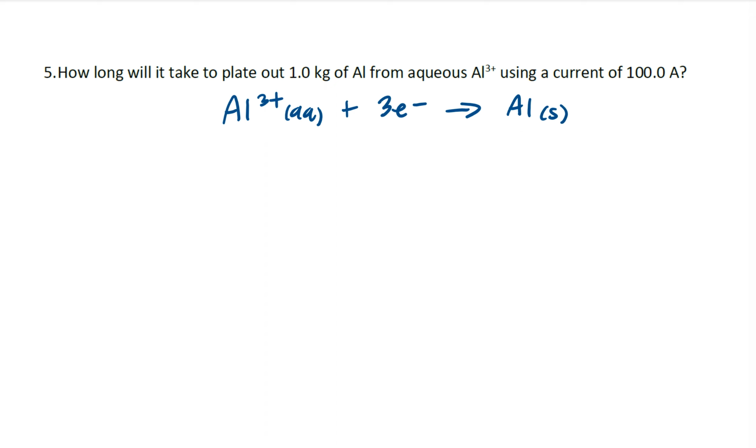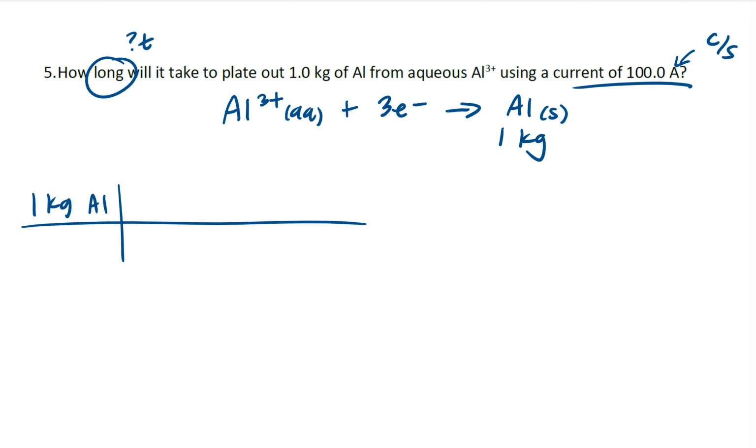We are using a current of 100 amps. And remember, amps, that's just really coulombs per second. And we are trying to make 1 kilogram of aluminum, and they're asking us for how long. So what is the time? So if we are trying to make 1 kilogram of aluminum, let's convert that over to grams. 1,000 grams of aluminum for every 1 kilogram.